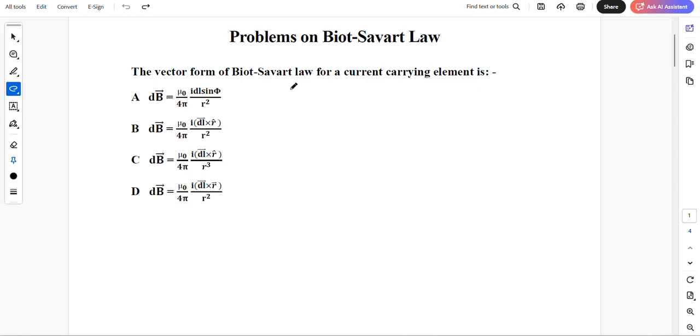Today we'll be seeing some important problems on the topic Biot-Savart Law. Here the T is silent. You have to call this as Bio, not Bio. Savart Law. Here the T is also silent. Okay, this is the first problem.